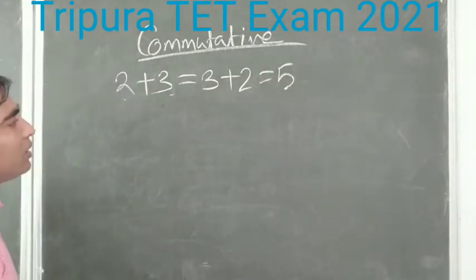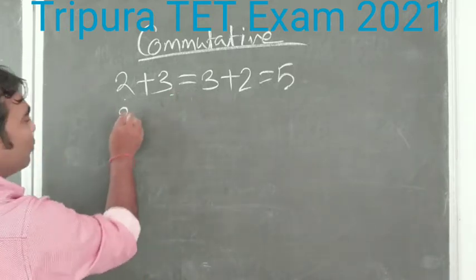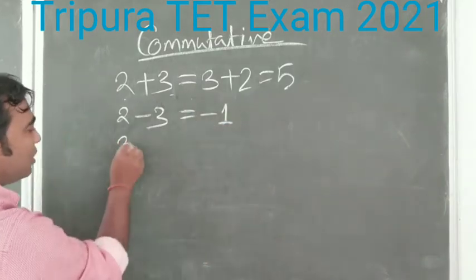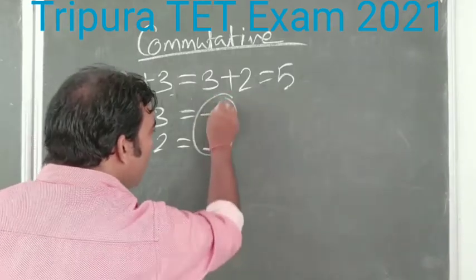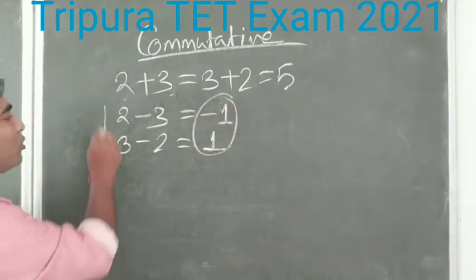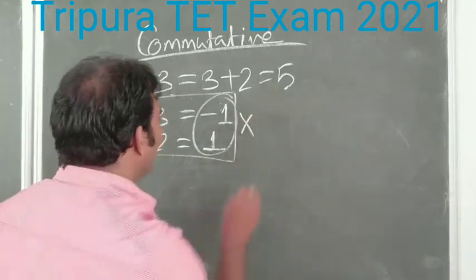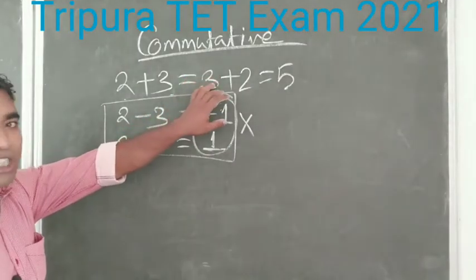So the commutative property is closed under addition. Now what happens in the case of subtraction? 2 minus 3 equals minus 1, and 3 minus 2 equals 1, which are not the same. So the commutative property is not closed under subtraction. We get that the commutative property is closed under addition.